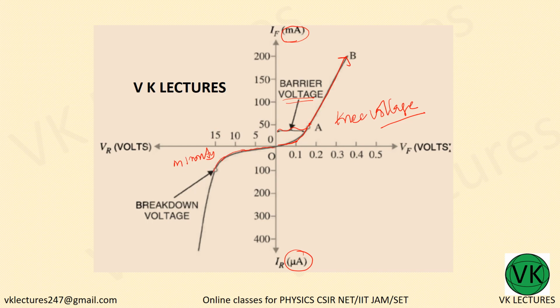But once it reaches a certain voltage, you cannot increase further. If you increase further, your diode is damaged, and that particular voltage where it is damaged is called breakdown voltage. In our Zener diode, we will be using this particular breakdown voltage more for practical purposes.